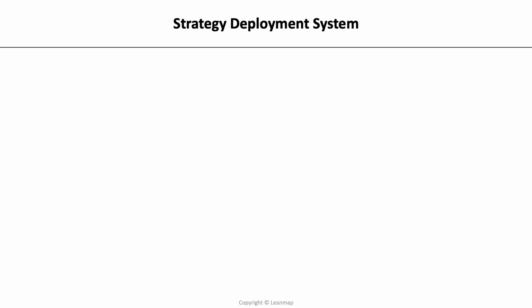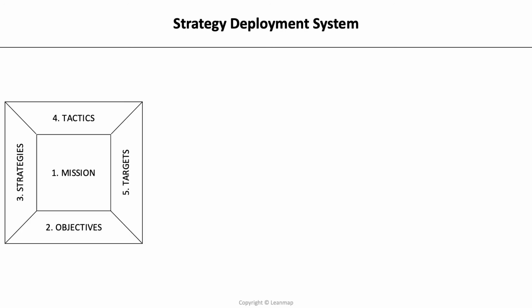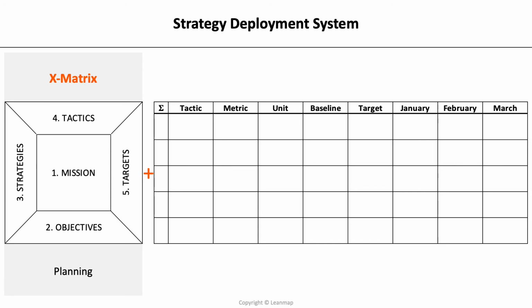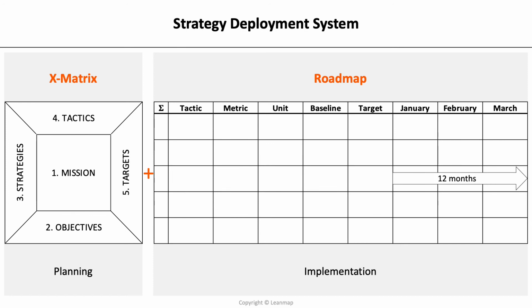Strategy deployment system. It consists of two elements. Number one, the X matrix. It's used for strategy planning. Plus, the roadmap. It's used for implementation management. And the roadmap must cover at least 12 rolling months.